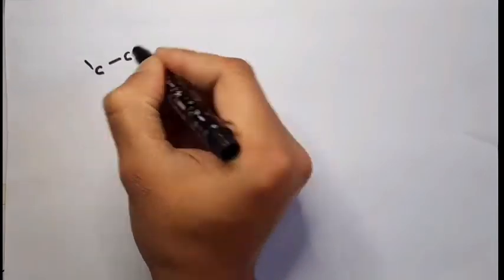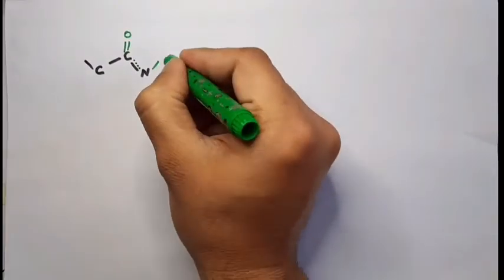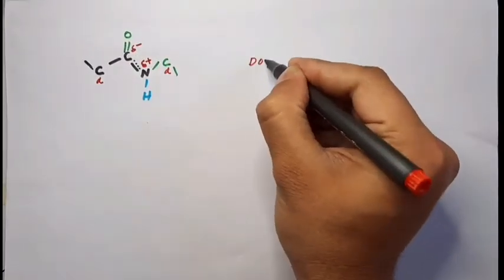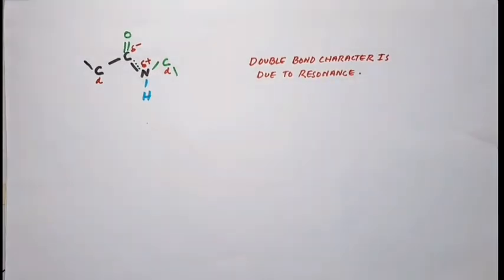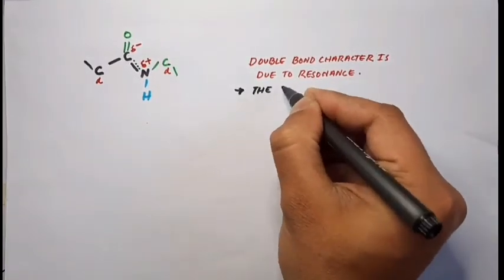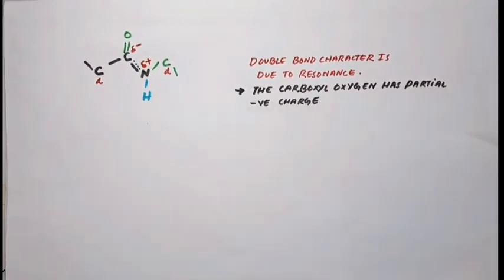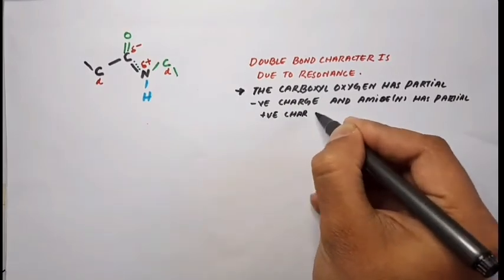The peptide bond has a partial double bond character that keeps the entire 6-atom peptide group in a rigid planar configuration. The double bond character is due to the resonance. The carbonyl group has a partial negative charge and the amide nitrogen has a partial positive charge, thus setting up a small electric dipole.